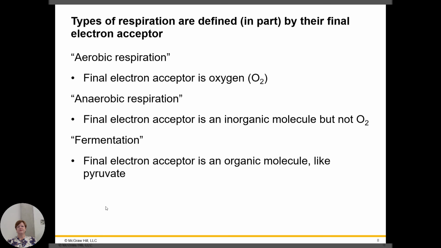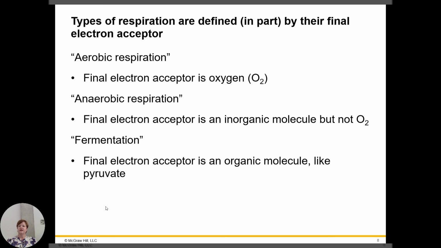There are three types of respiration that are really defined mainly by their final electron acceptor. At this point, that's how we're going to define them. And it is really the first way that we define them. The one we're going to talk about the most is called aerobic respiration. In aerobic respiration, the final electron acceptor, which I haven't really explained what that is yet, but right now we're going to just say the final electron acceptor, whatever that is, is oxygen. So aerobic means with oxygen.